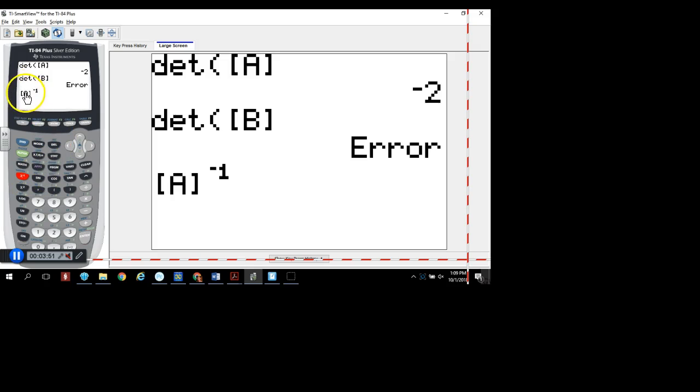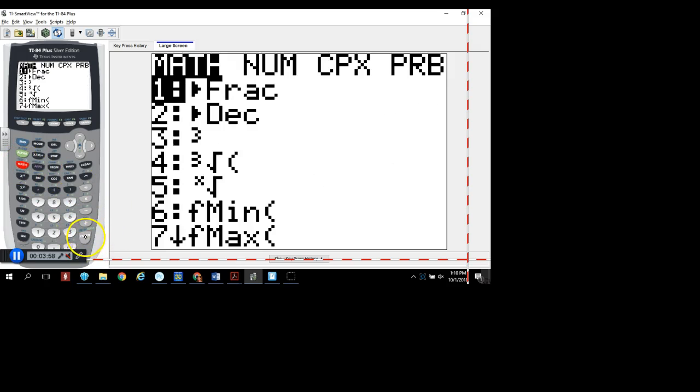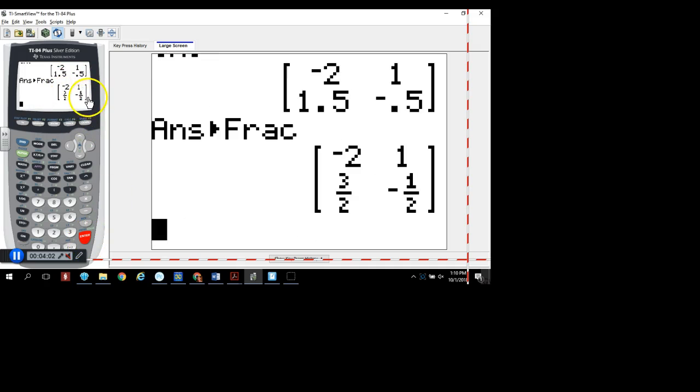If I wanted to do the inverse, I can do that by just doing this right here. I bring the matrix to the home screen and I do to the negative 1, and that gets me this. If I want the exact answers with no decimals, I hit math, enter, enter, and that gives me the answers right here.